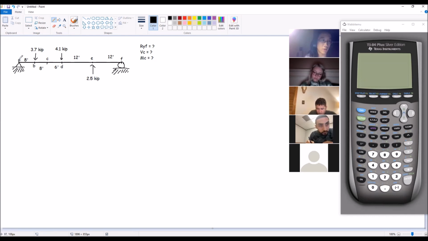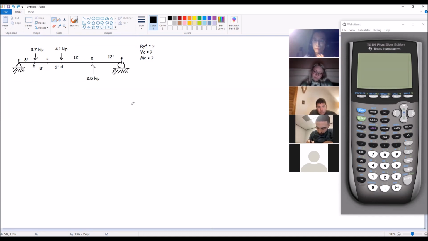All right, so A to B is 8 feet, B to C is 8 feet, C to D is 6 feet, D to E is 12 feet, E to F is 12 feet. All right, cool. So we have 3 forces in here: 3.7 kips down, 4.1 kips down, and 2.5 kips going up. So the first problem is asking for what is the vertical reaction at point F? So we're trying to find the reaction in the y direction at point F.